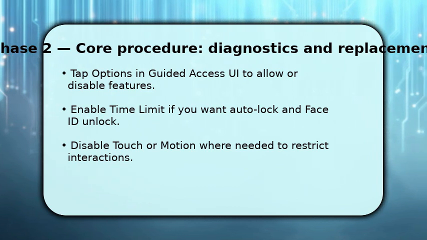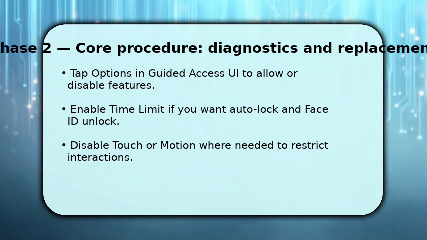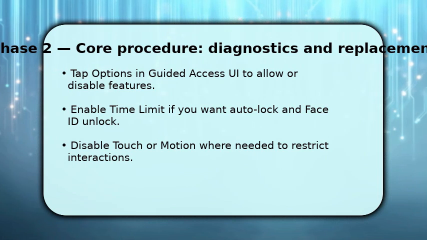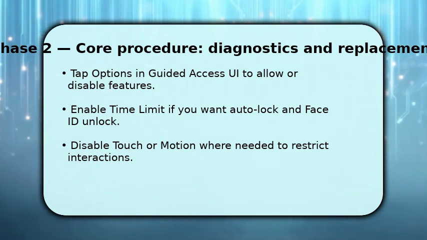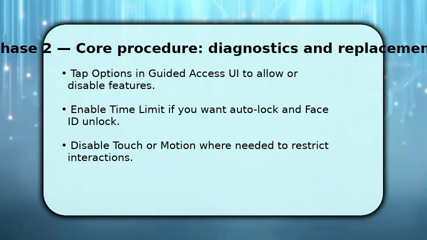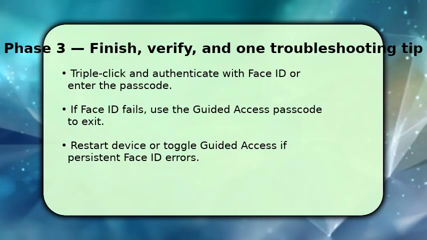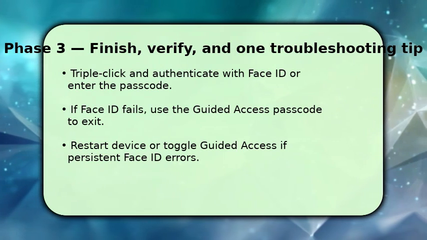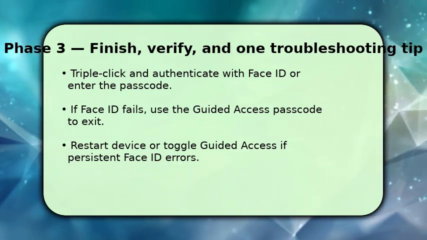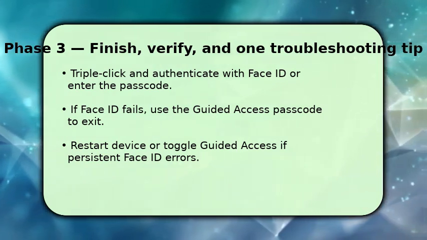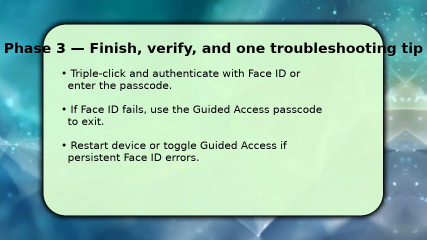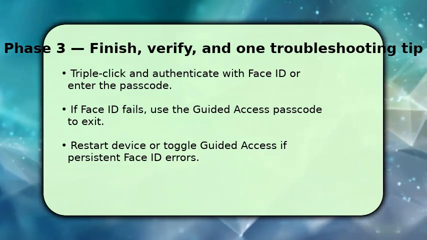Make sure the Face ID option is not blocked by any accessibility shortcut. These settings control how Face ID interacts with guided access while the session is active. To end guided access, triple-click the side or home button and authenticate with Face ID. If recognition works, the session ends instantly. If Face ID fails, enter the guided access passcode instead. This is the guaranteed fallback.